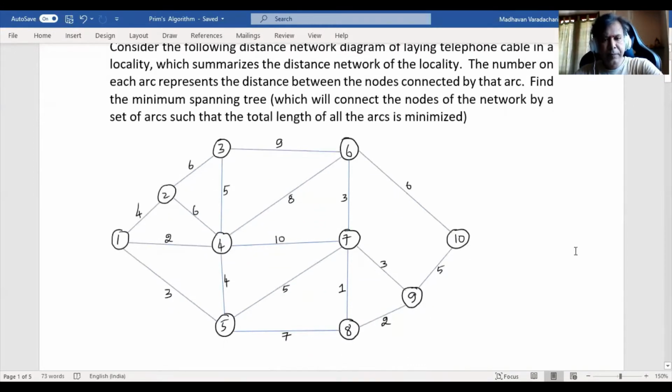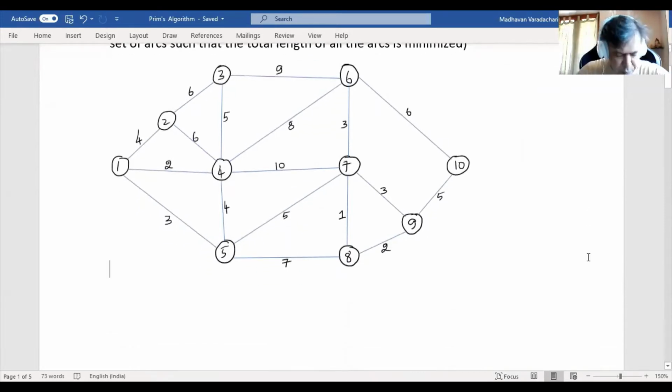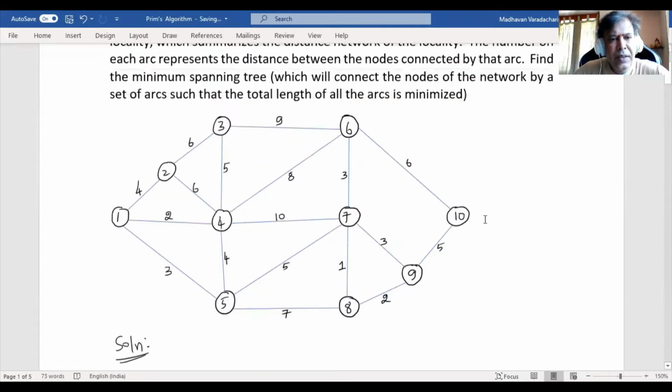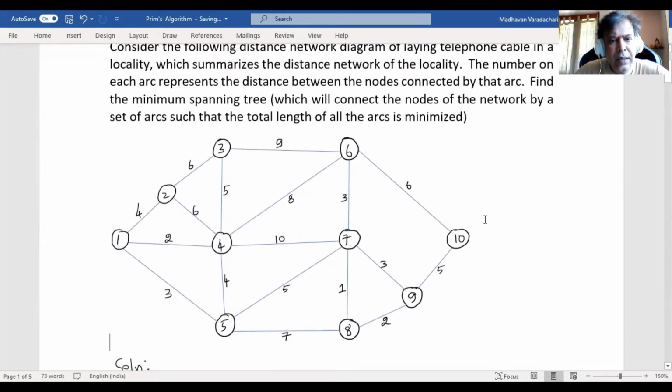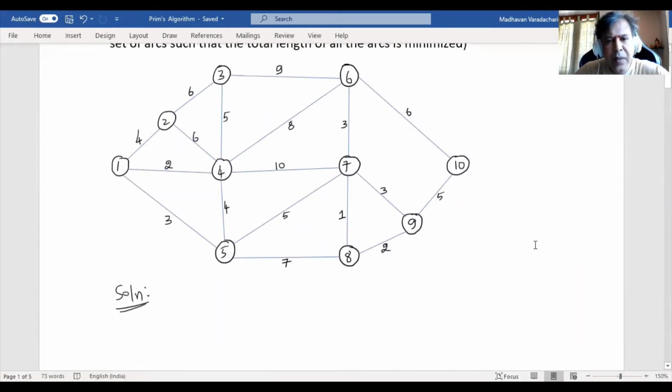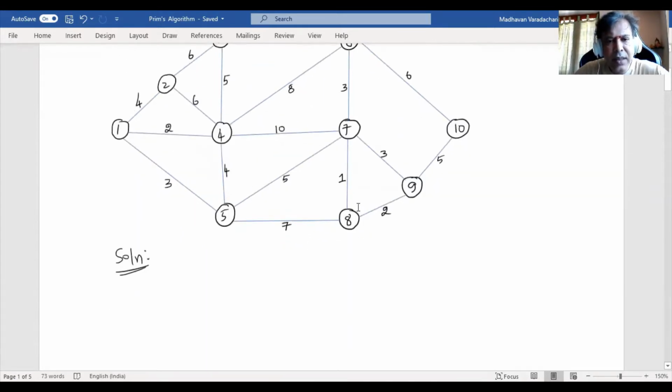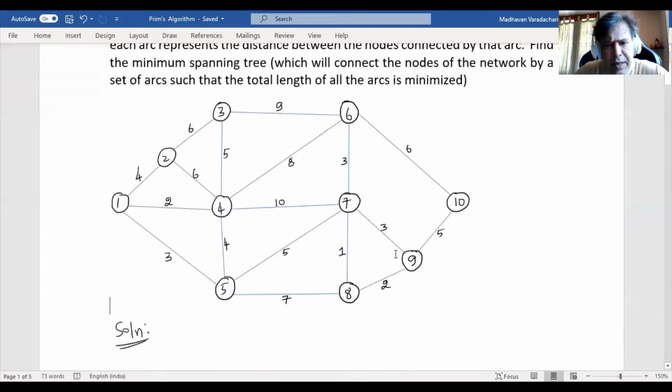The network is given like this, and how do we proceed with Prim's algorithm? Let us start with our solution. The first step in Prim's algorithm is to identify the arc which has the least distance. 4, 6, 6, 2, 3, 5, 4, 9, 8, 10, 5, 7, 1, 3, 6, 3, 2. So the least distance is 1, and the corresponding arc is 7 to 8. 7 to 8, somewhere here it is coming.